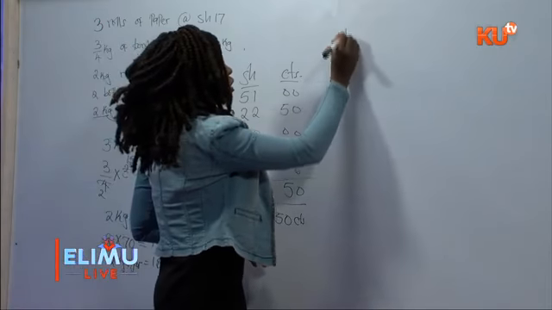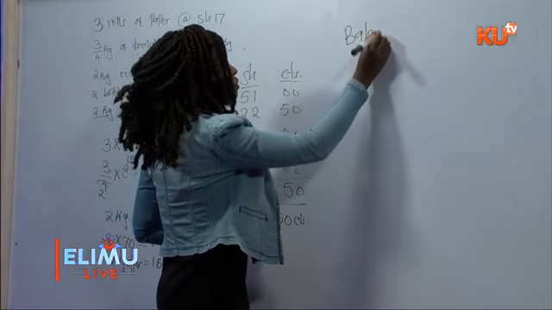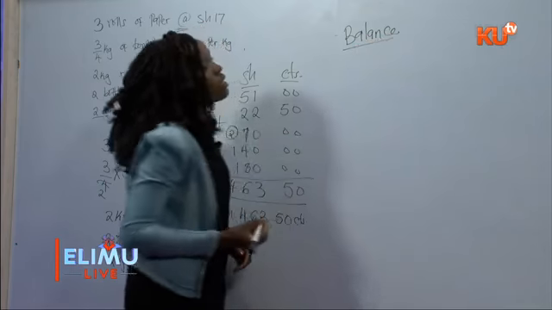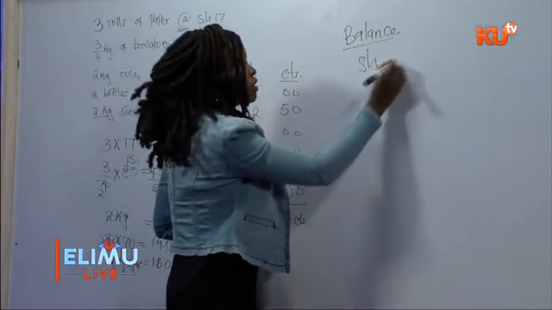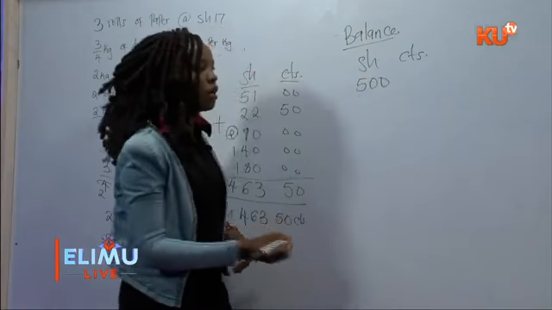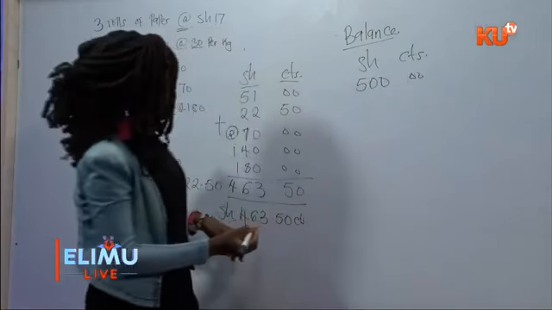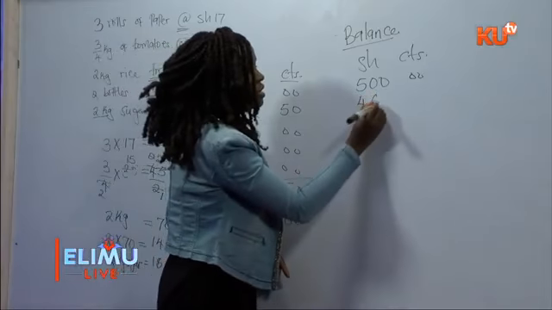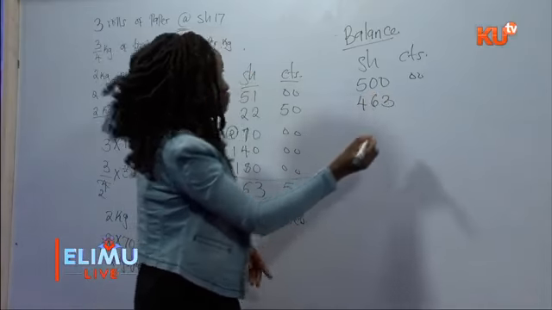So the question is, what balance did she receive if she paid for the items using 500 shillings? So we get the balance. To get the balance, we take the 500 shillings note that was given out. We subtract the 463 shillings and 50 cents.